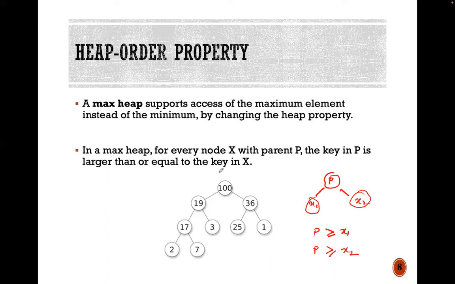All right, so let's see here. Here we have 100. 100 is greater than 19 and 36. 19 is greater than 17 and 3. 36 is greater than both 25 and 1. 17 is greater than both 2 and 7.